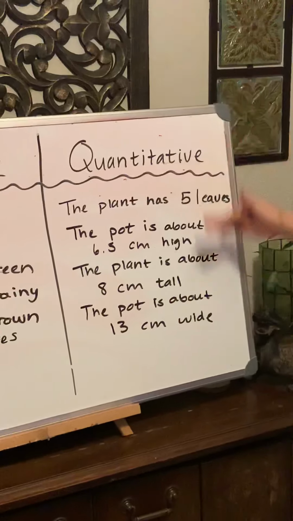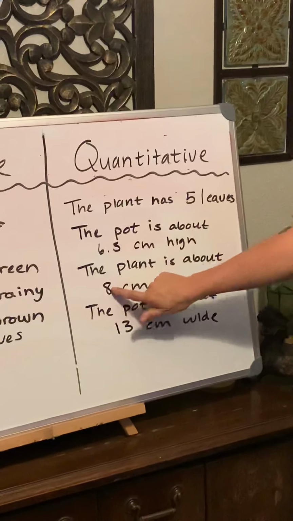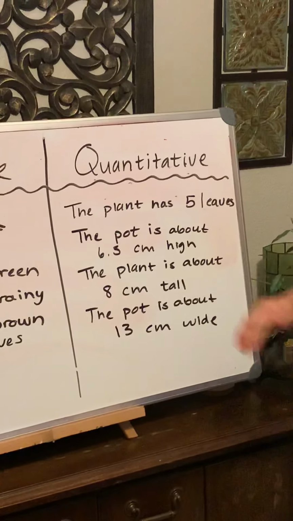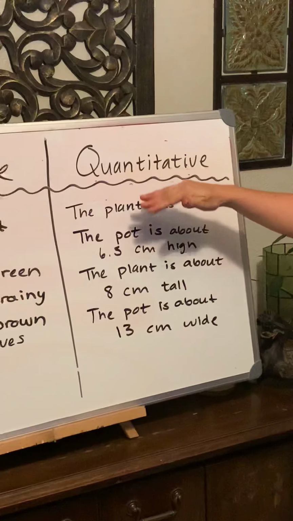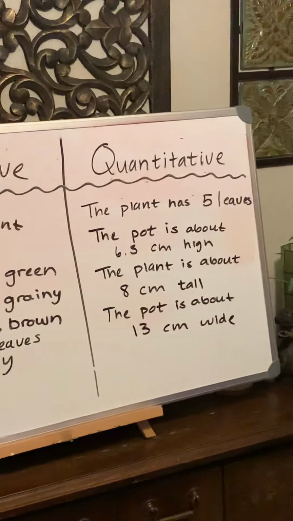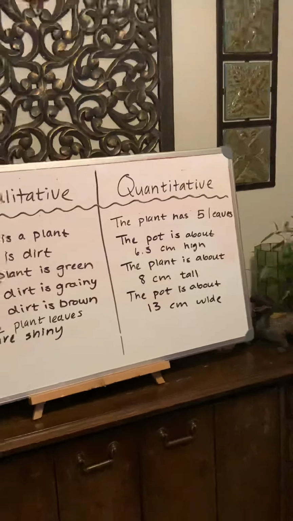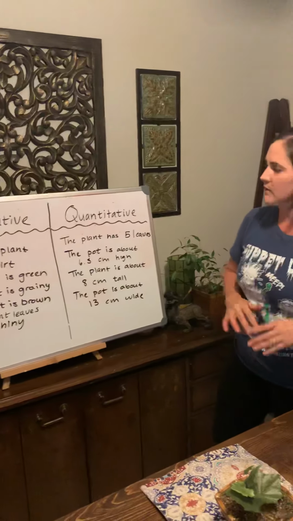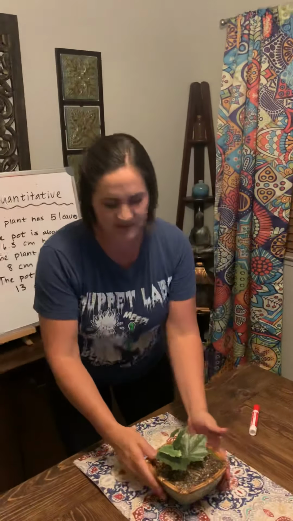Now what do you notice these all have in common? They all have a number value. So that's what we would expect. There's a quantity or a number that's associated with these. So good observations, guys. That was a really excellent attempt.